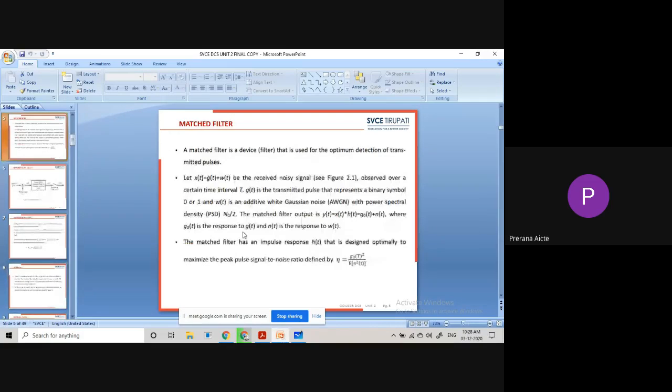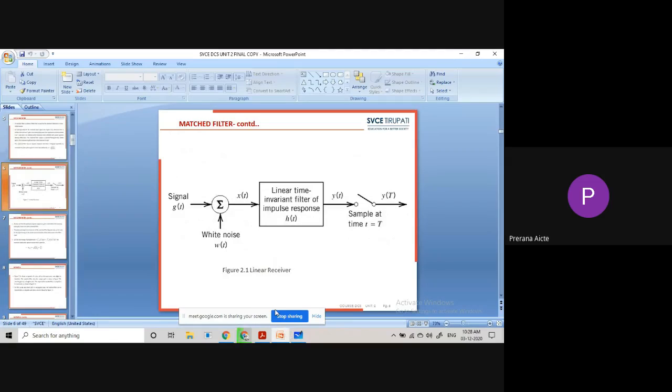A matched filter is a filter which is used for optimum detection of transmitted pulses. Let the input signal be x of t equals g of t plus w of t, where g of t is the normal input binary signal, like ones and zeros, which is affected by white noise w of t. It is applied to a linear time-invariant filter, which is nothing but a matched filter. It samples each bit interval for a duration of T B.